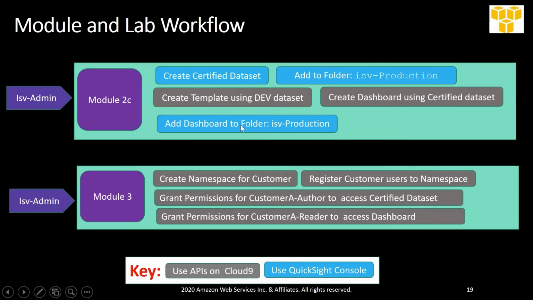In the third step, as part of module 2, we'll hand it over to the admin who can then deploy the data set, deploy the dashboard. And there are certain other things they'll do, such as create a certified data set for the customer and move the dashboard into production so that it'll be accessible for our customers. And then finally, ISV admin role will implement namespace and multi-tenancy, which is how we implement multi-tenancy within QuickSight, and we'll show how that happens. So this is kind of the overall lab workflow.